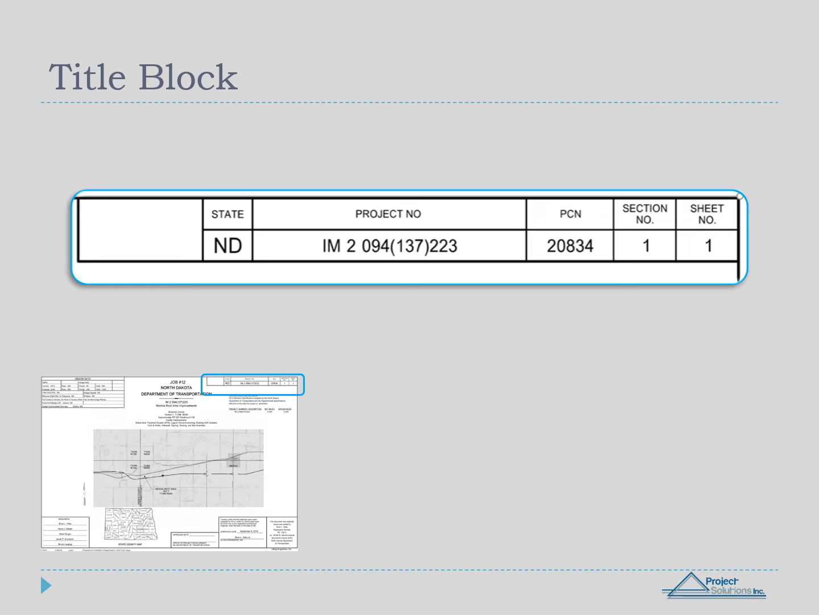Just above the governing specifications is the title block. This block is on every page of the plan section pages. It allows for an individual to look at any sheet and know what project it is for. Looking from left to right, we see that this project is in the state of North Dakota. The project number that can be used to find the project is listed next, and perhaps the most important thing is the section and sheet numbers.